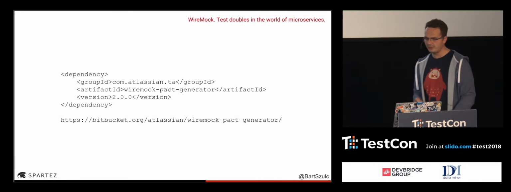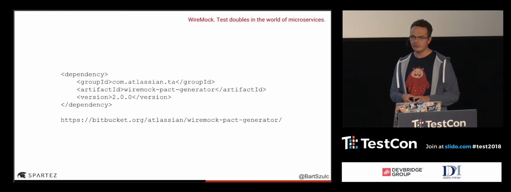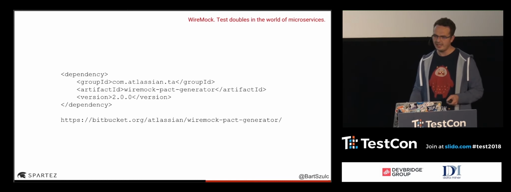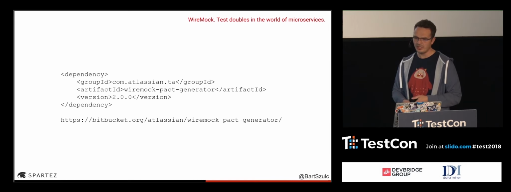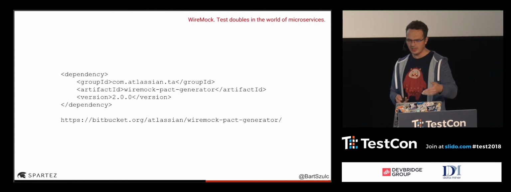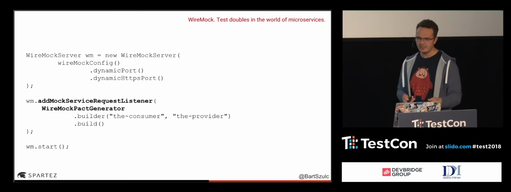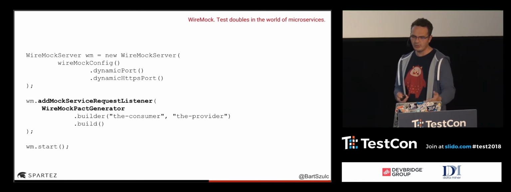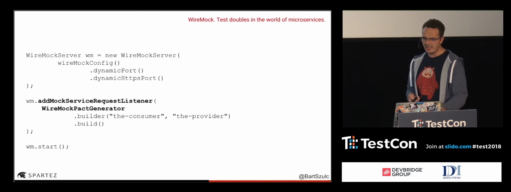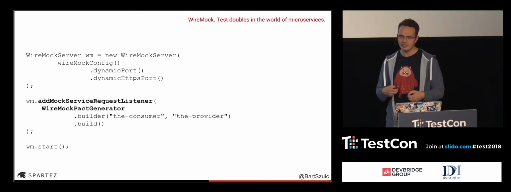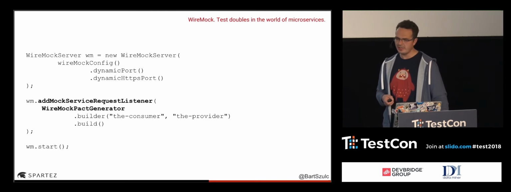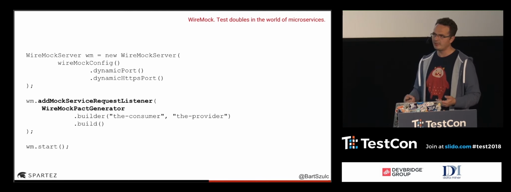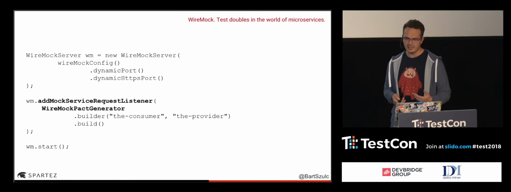Fortunately, there is a library that you can use. It's open source, with which you can generate Pact files. So assuming that you already have tests that use WireMock to mock microservices, you just need to first declare the dependency, and later whenever you are working with WireMock, just call WireMock with this method. And whenever WireMock is handling some communication, returning some kind of responses in your test, it will also generate Pact files for the communication that it handled.